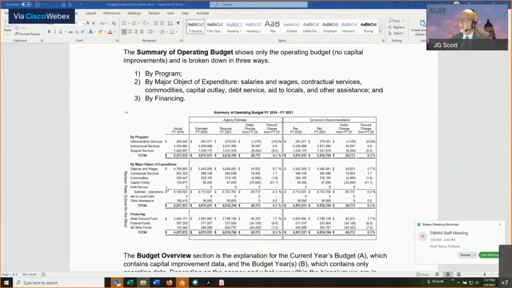But it's organized in 3 different parts. It has a summary of program information. And basically, the way I look at this looks at who is spending the money. So there's administration program, there's a instruction services program, support services, and it shows what they spent actually, what they estimated, what the agency estimated for 2020 and 2021, and what the governor recommended for 2020 and 2021. And it has a comparison. These comparisons compare agency to agency and governor to governor.